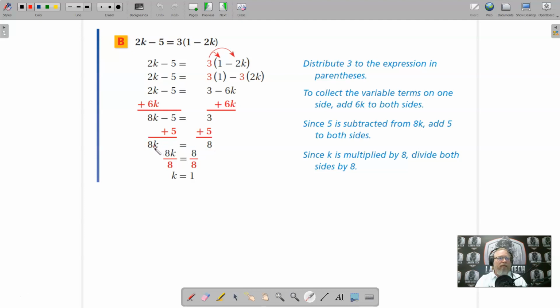We now need to divide both sides by 8 so we can isolate this variable of k. Doing that on this line here. The 8's cancel each other, leaving us with k. 8 divided by 8 is 1. Therefore, k equals 1.